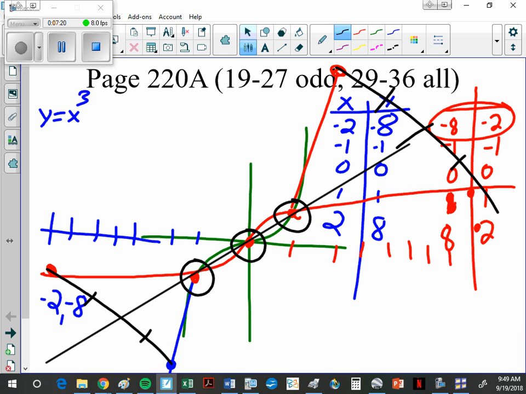What's the equation of a line that has slope 1 and y-intercept 0? Y equals x, which is the identity function. Okay? So what happens on an inverse is everything on the line stays on the line, and everything not on the line jumps to the other side of the line.